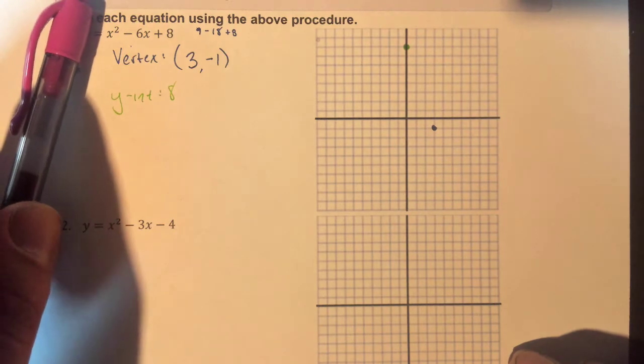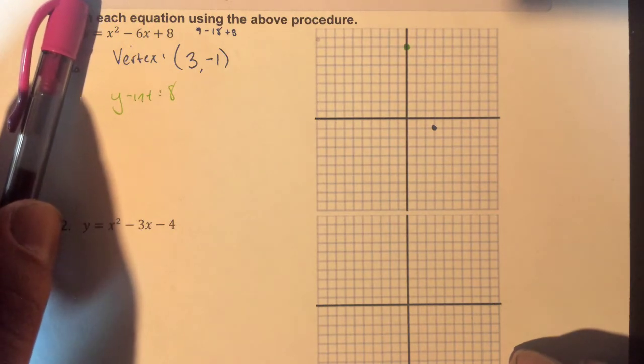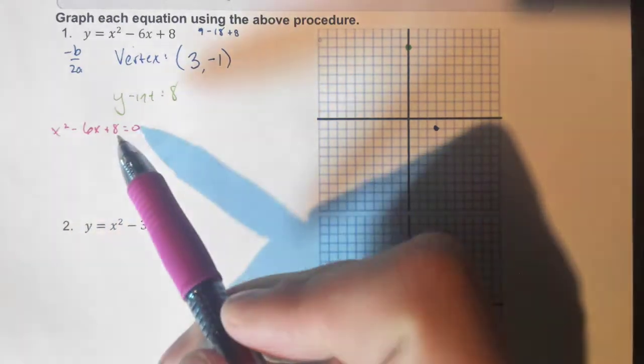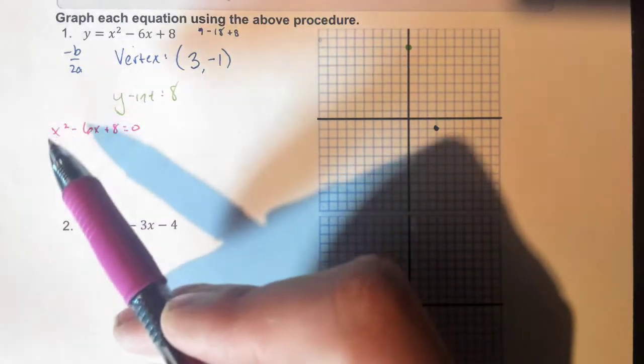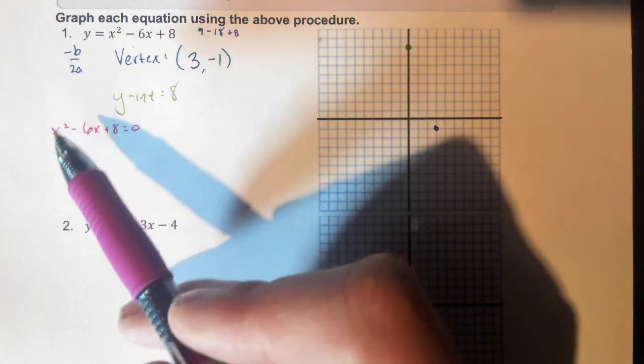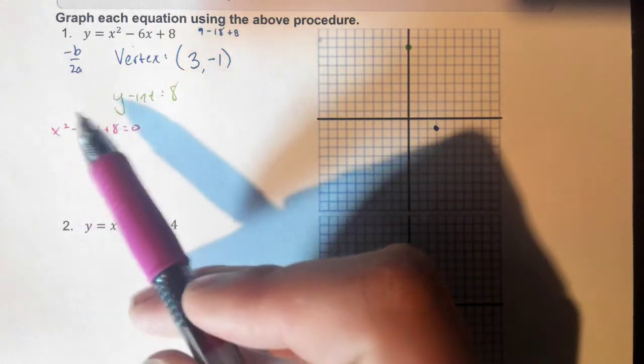Because if you cover up the y, you see that that equation is just going to be set equal to 0. So it would be x squared minus 6x plus 8 would equal 0 for my x-intercept. So we could solve this in a few ways. This one looks like it's factorable, so maybe you factor it. This one, you can always do the quadratic formula.